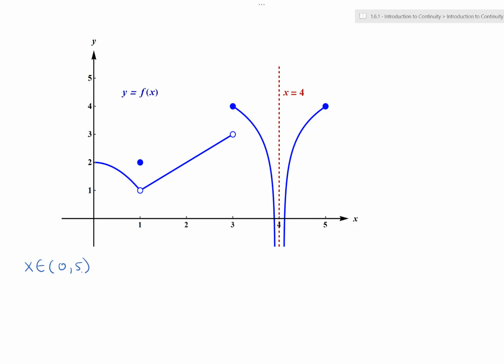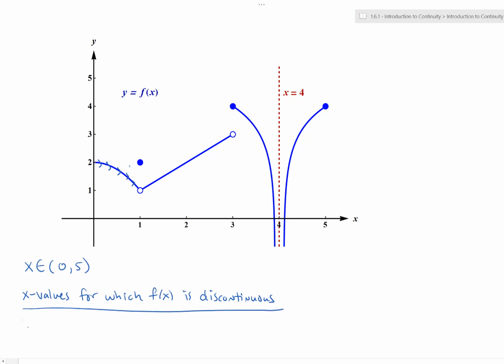So if we just look at the graph, the whole point is to travel along the graph. If I start at x is 0 and go right after it, everything's nice. And then I get to that problem spot right there. Well, there's a location for which f of x has a discontinuity. So let's just make this list. X values for which f of x is discontinuous, again over this interval 0 to 5. All right, well, the first one is going to be x is 1.